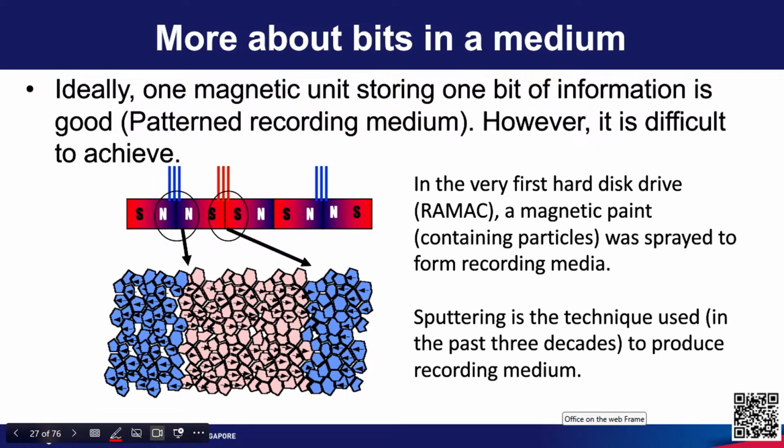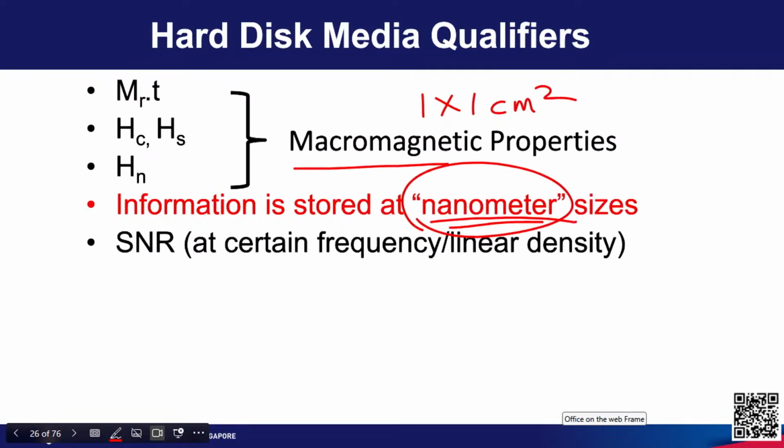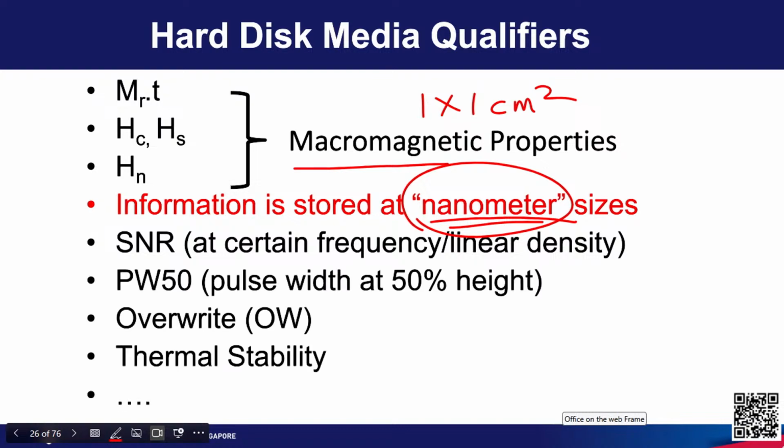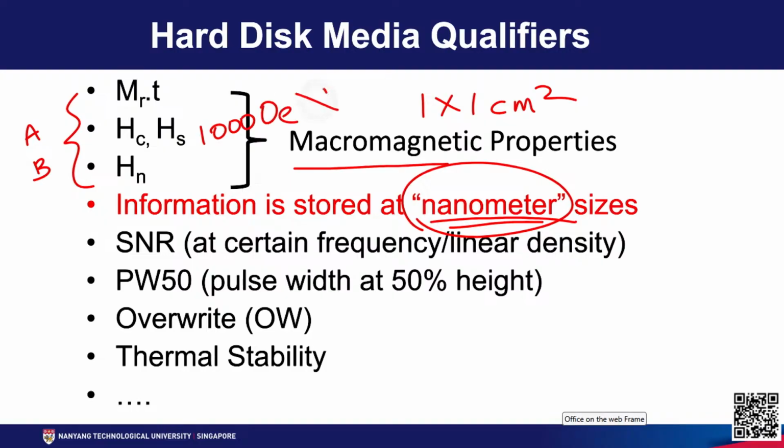Before we go to that, people don't just stop here. Measuring these properties gives you some idea whether your recording medium A or B is good. If coercivity itself is like 1000 Oersted, for example, you can throw it away. You can say that this media is useless. So, you can use this to screen, but these properties are not enough.